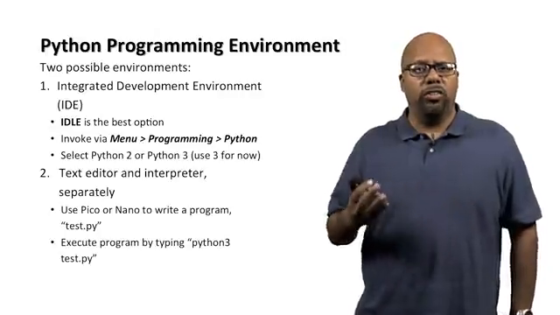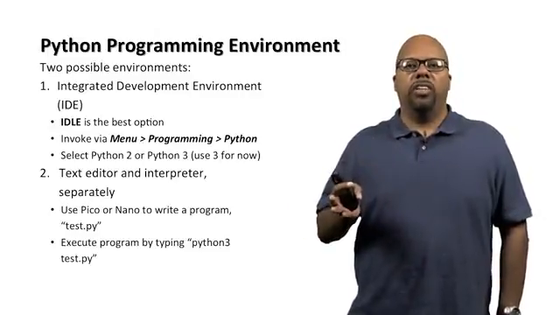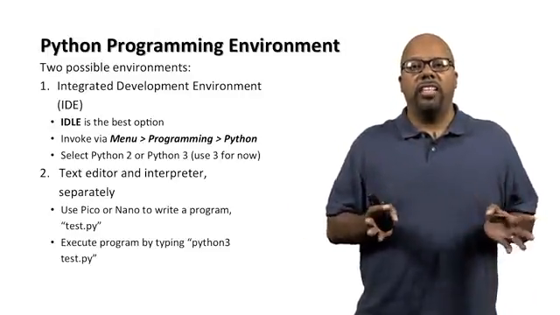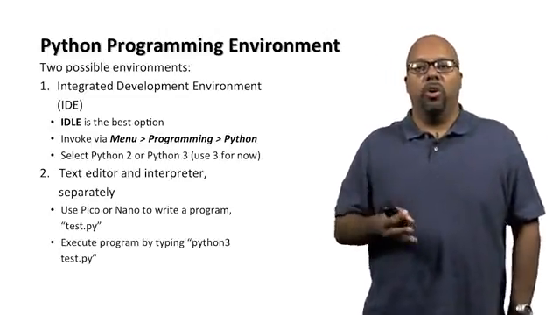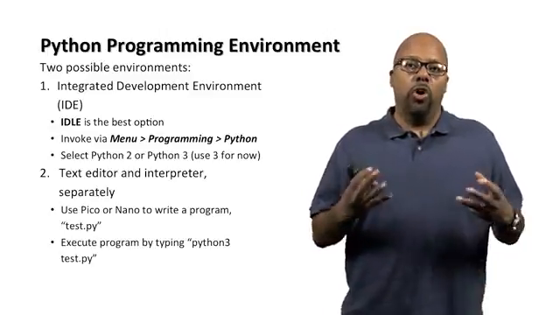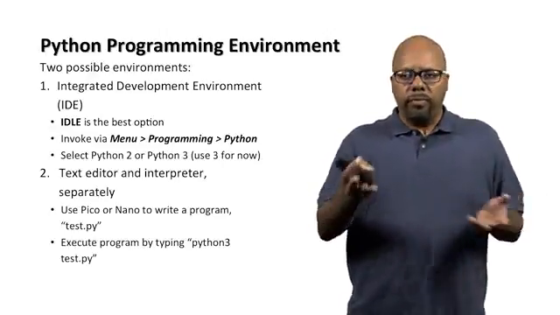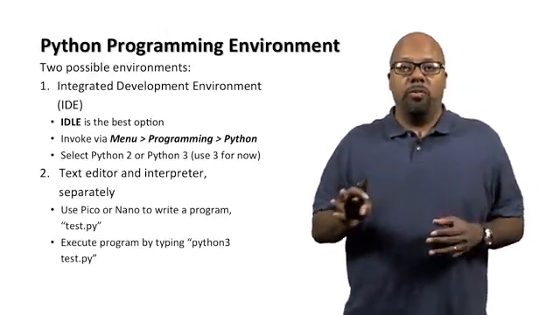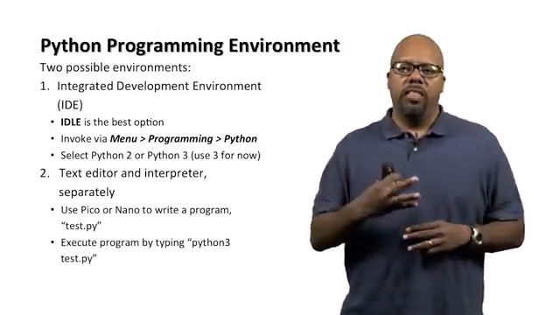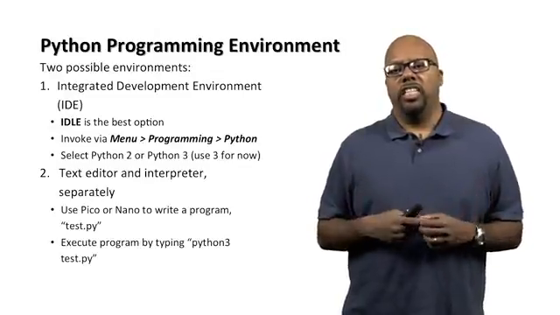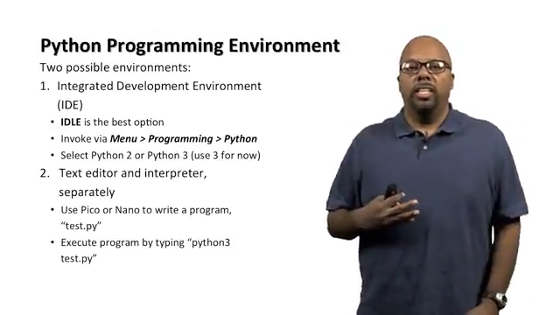Now, if you don't happen to want to use an IDE for some reason, I recommend an IDE for now. But if you don't want to use an IDE, another way to do it is to use a text editor and an interpreter separately. So you can run any old text editor like Nano or Pico like we used earlier. You can open that up, type in your code, save it. Then after you saved it, and in my example I'm calling it test.py. .py is a common suffix for Python programs. So say I call it test.py when I save it in my directory. Then in the terminal, in my shell, I can type python3 test.py and that will execute the script. So that's another way to go about it.